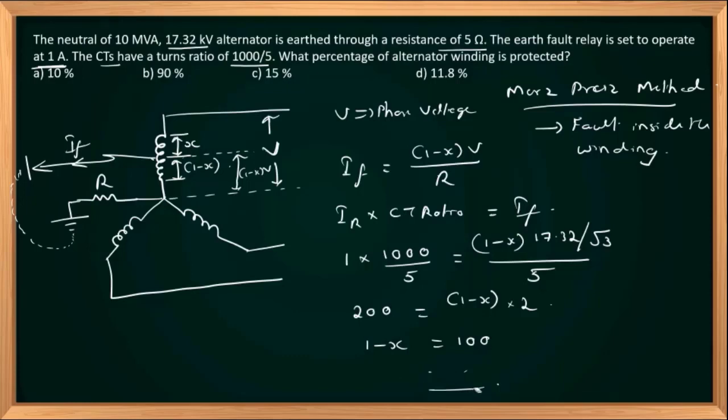So please note that in the given problem, it is given in kV, kilovolts, right? And the current is given in amperes, not in kiloamperes. So you have to multiply this 17.32 divided by √3 by 10 to the power 3 to make it in volts.